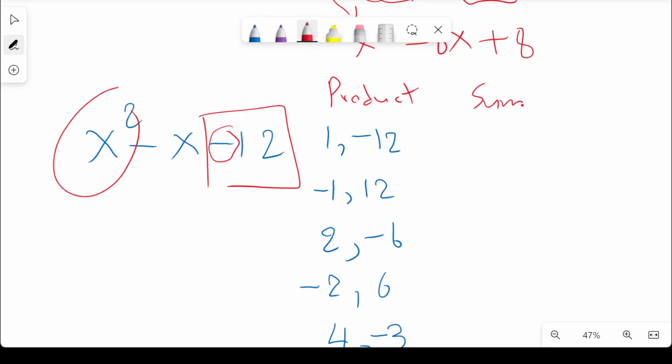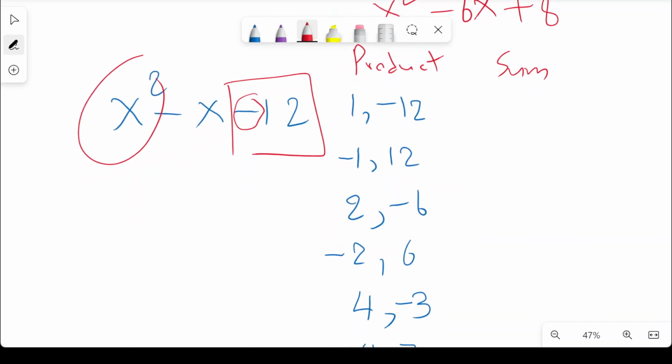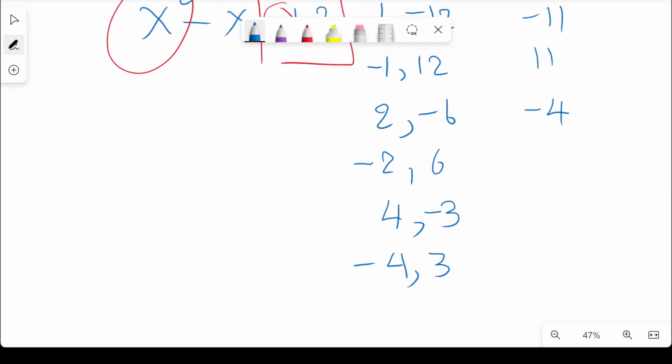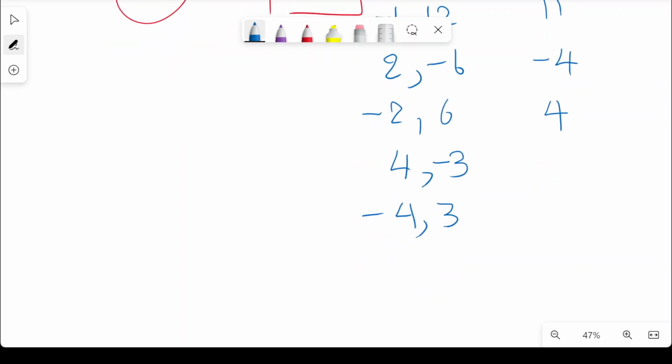So I will write it next to the product here. The sum of the two numbers for the first pair gives you negative 11, right? And for negative 1 and 12, the sum is 11. You see, sign does matter for this example, because the sums are not the same for the two pairs. And the next one, 2 and negative 6, this one is negative 4, and this one, the sum would be 4. And 4 and negative 3, when you add them together, the sum would be 1. And the sum of the last option would be negative 1.